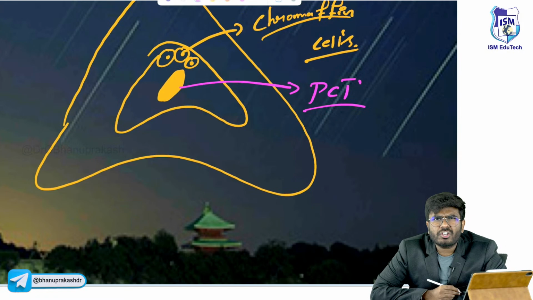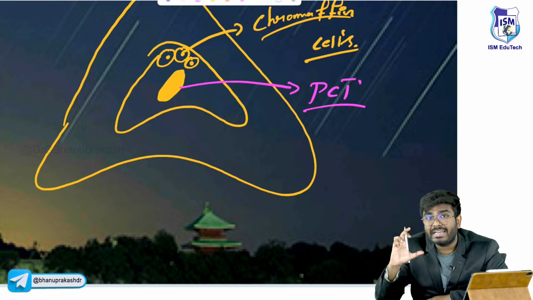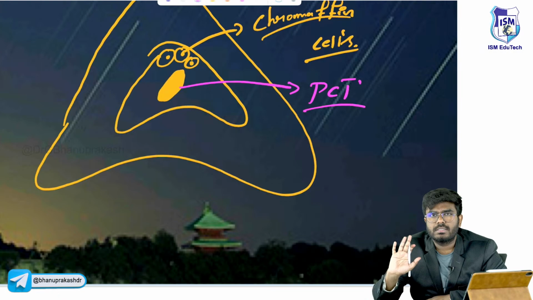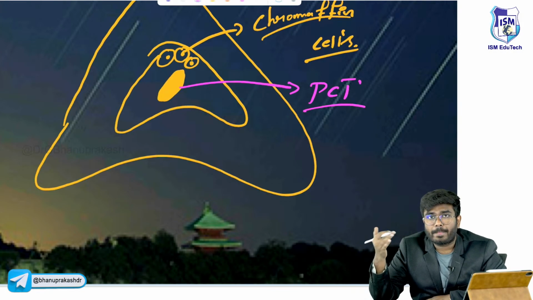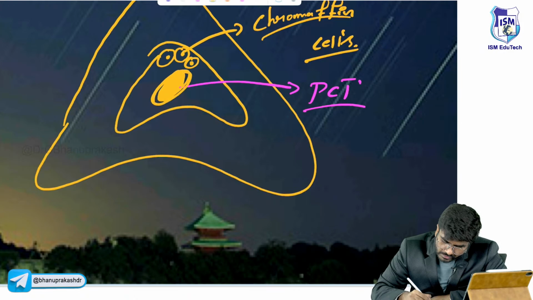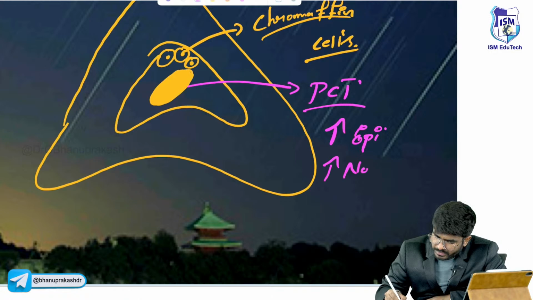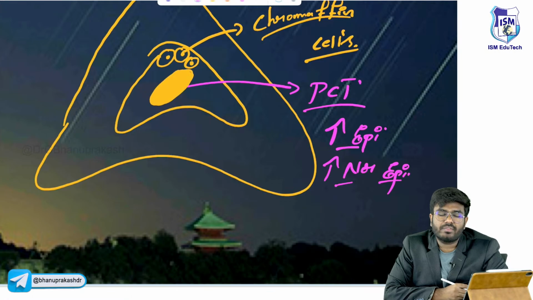So now tell me, what will these pheochromocytomas release? Aldosterone, cortisol, testosterone? No. The adrenal medulla produces epinephrine, norepinephrine, adrenaline, noradrenaline. These chromaffin cells normally produce adrenaline and noradrenaline. Now there is a tumor, so they will produce an excessive amount of epinephrine and norepinephrine. So what are the clinical features that are going to be seen?